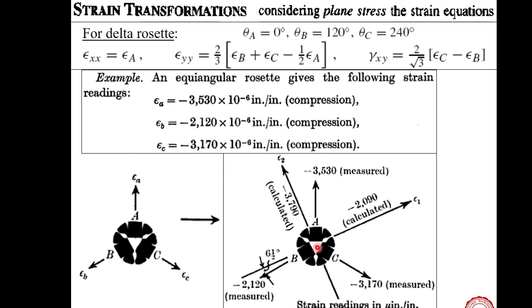So what values are given here? They are given in terms of strain units, microstrain units, strain readings. So this is not converted into stress. Directly from the strain reading, this is what is shown. The maximum value is 3790 and the other one is 2090 in microstrain units.